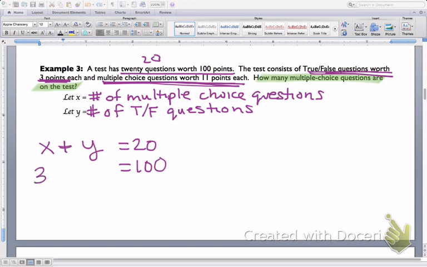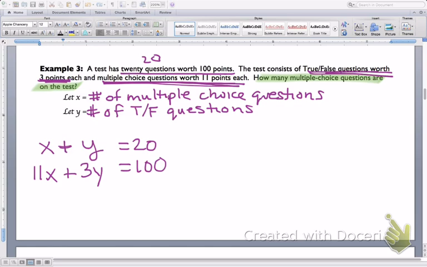So I know 3 points for the, I'm sorry, there's a mistake right there. Just fix that. So X, which is the multiple choice questions, are worth 11 points. So that's 11X, because X represents multiple choice. And then there's 3 points for the true-false. Got to be very careful not to mix these up. Y are worth 3 points, and that is equal to a total of 100 points. So the first equation has to do with the number of questions, 20. The bottom has to do with the number of point values. That's why it's equal to 100.